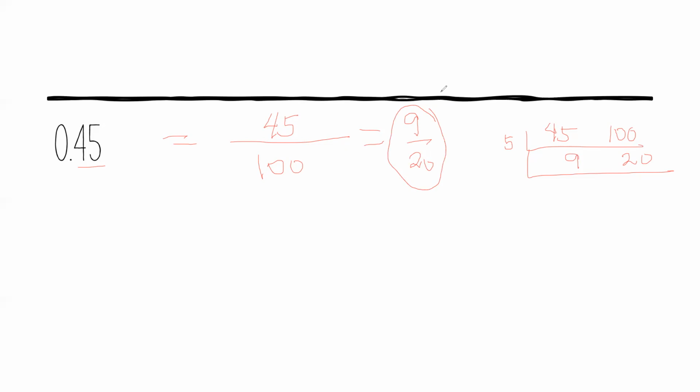Okay? Let's have the next one. 2.6. Diba? 2 and 6 tenths. Anong pinakadulong number natin? 6 po. Nasa anong place value ang 6? Tenths. So that will be 6 over 10. Paano po yung 2 sa unahan? That will be our whole number. So that will be 2 and 6/10.